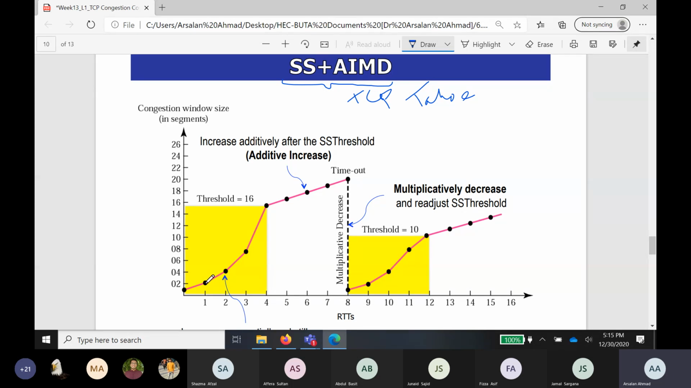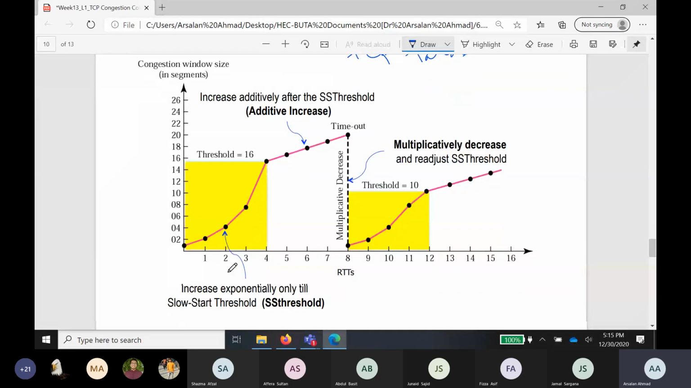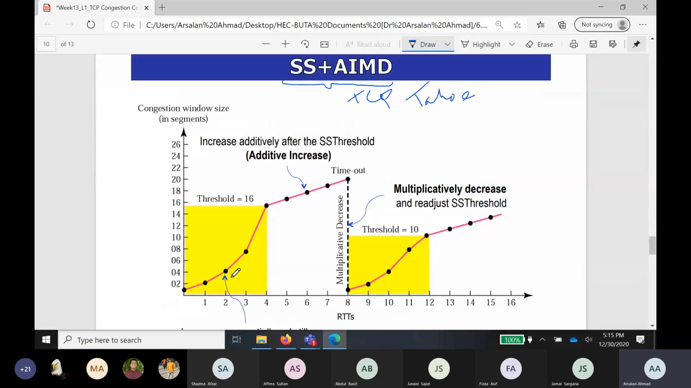phase. In slow start phase we increase the window size by doubling it in every RTT. So 1, 2, and then 4, and then 8 and 16. It increases exponentially only till the slow start threshold. Let's assume that this is the point where the slow start threshold is hit, the 64 kilobyte threshold, which was the initial value that we set.